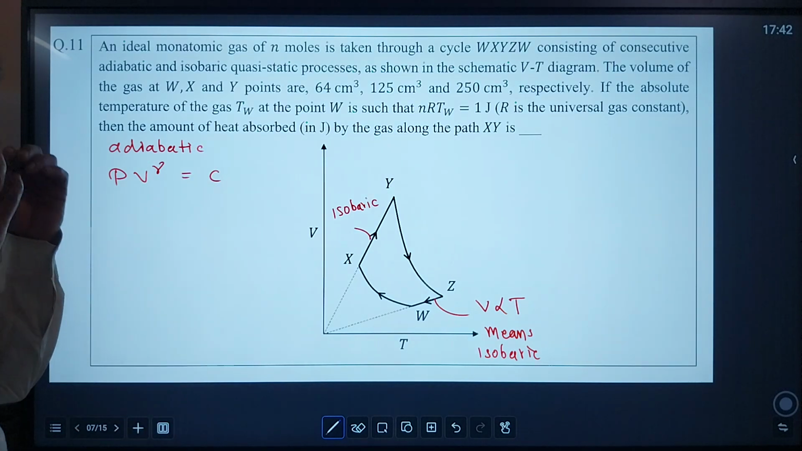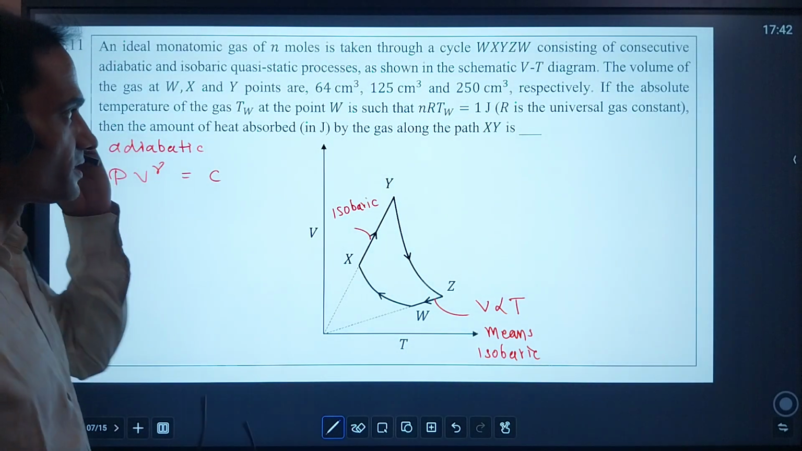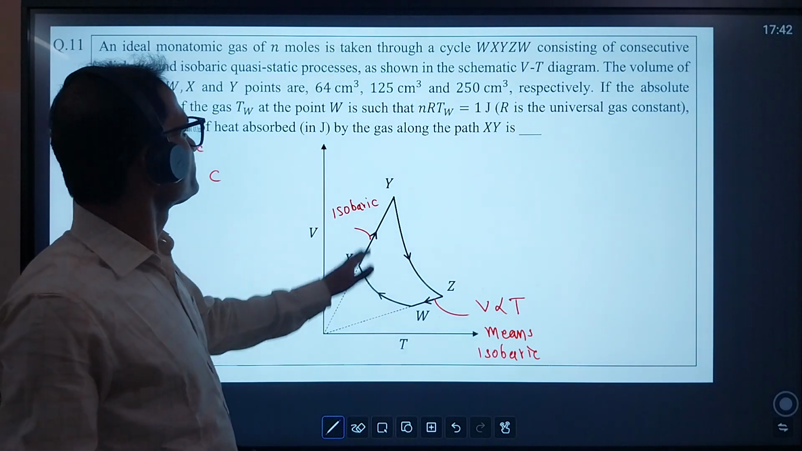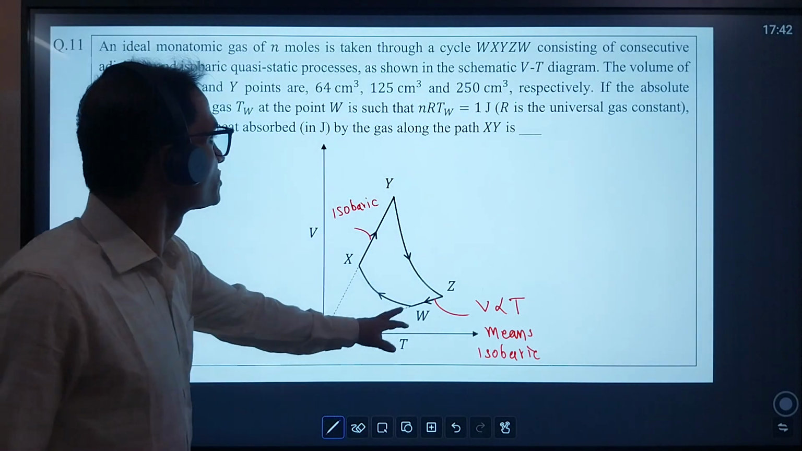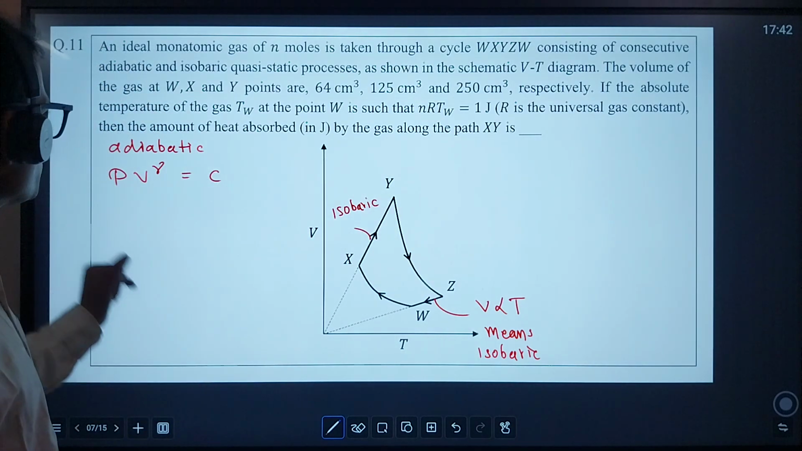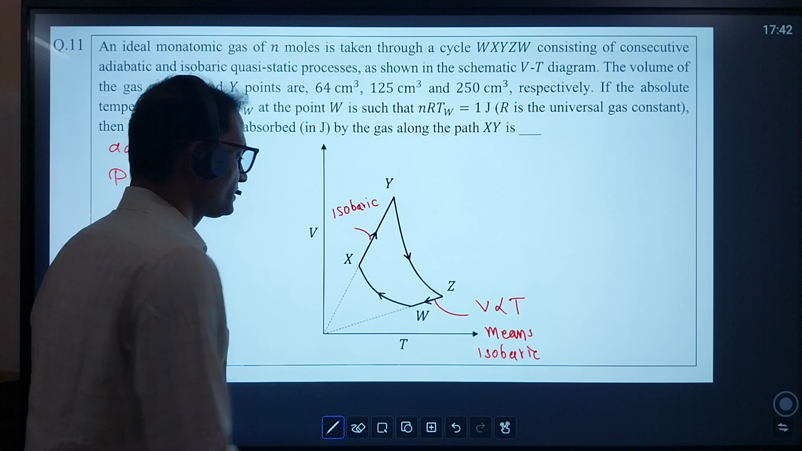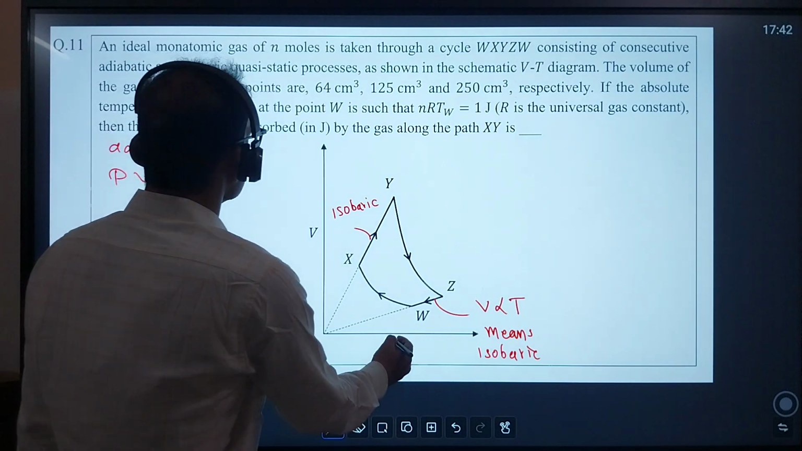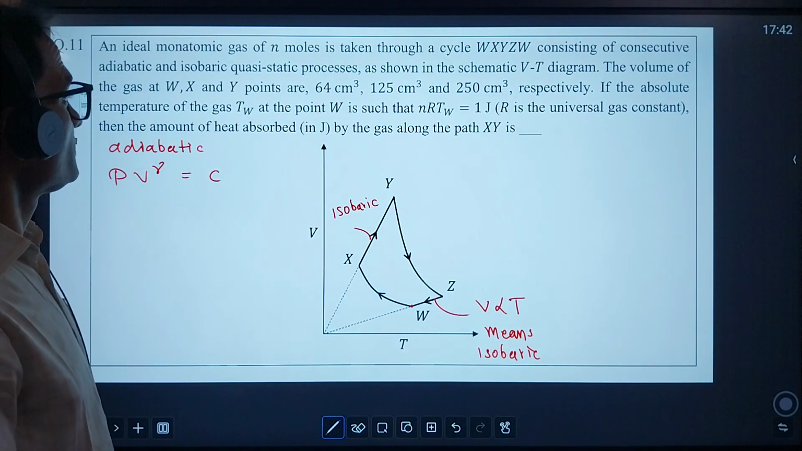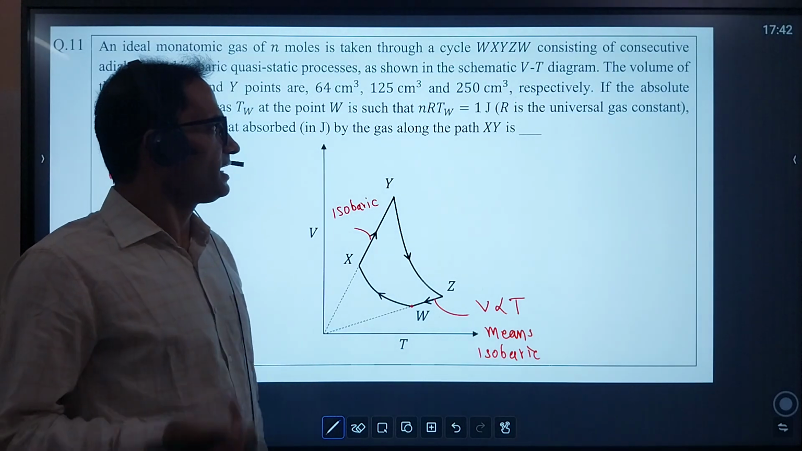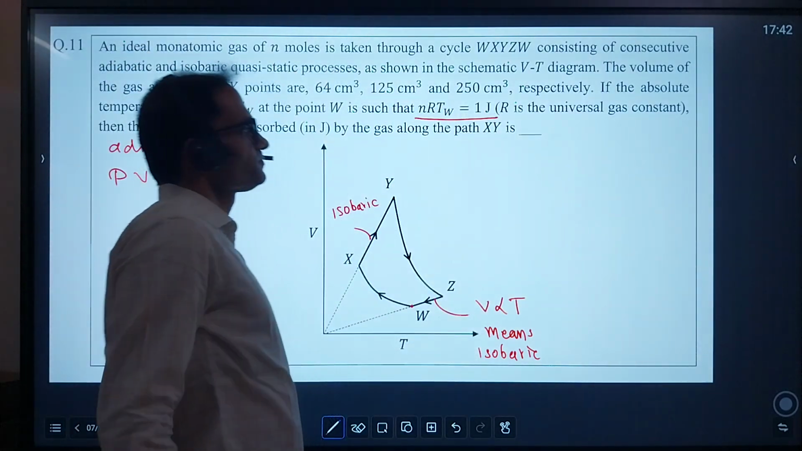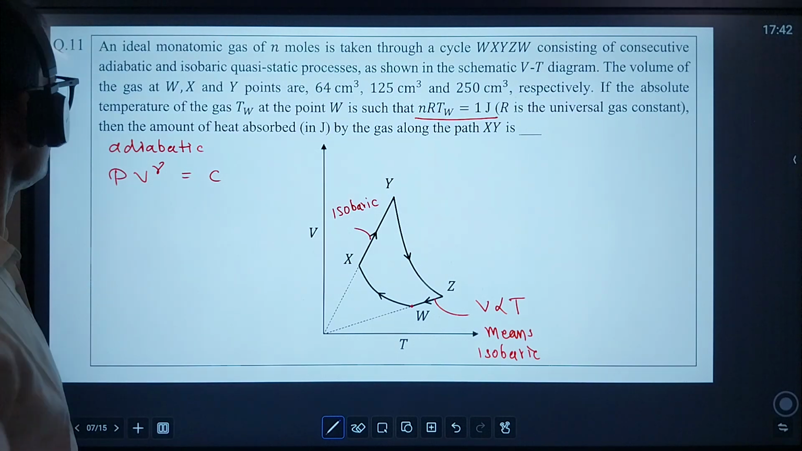Before going ahead, let us read the full question. The volume of the gas at different points is given: 64, 125 and 250 centimeter cube. Temperature at W is given, such that nRTW is 1 joule. We will need this thing, where R is the universal gas constant.